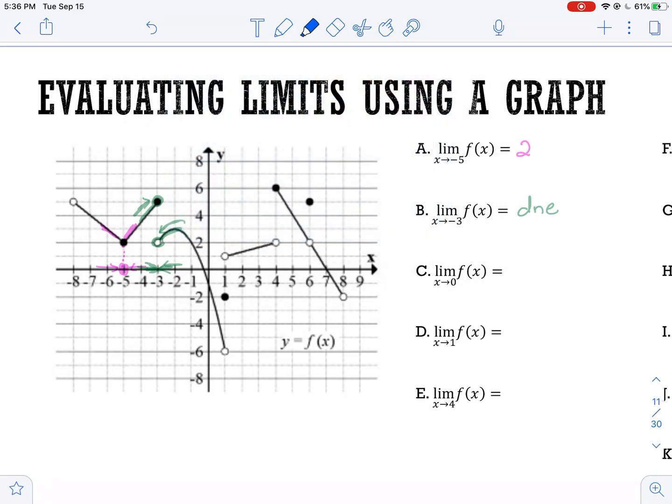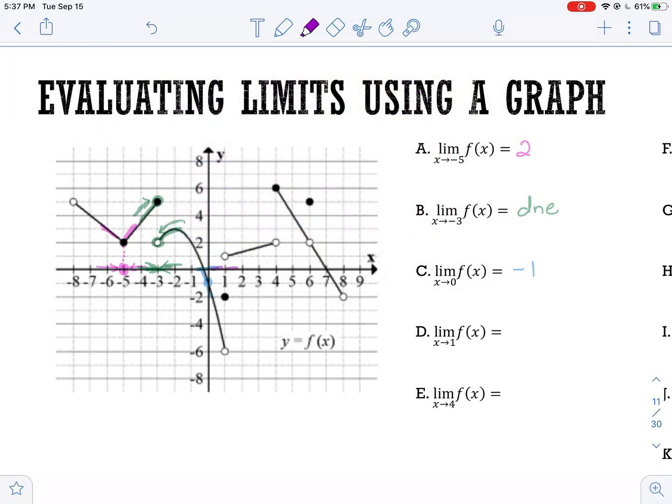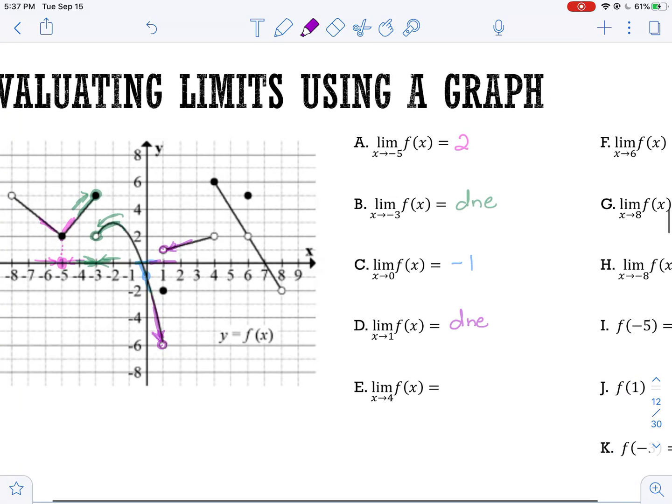What's the height of the graph getting closer and closer to as my x values are getting closer to 0? Well, here's 0 on my graph, so it looks like on both sides, the height of my graph is getting closer and closer to -1. What about +1? As my graph is getting closer and closer to +1, on the right side, it's coming towards this height right here, which is +1. And on the left side, it's getting closer and closer to this value right here, which is -6. But again, since those two pieces of the graph aren't approaching the same height, the limit at 1 does not exist.